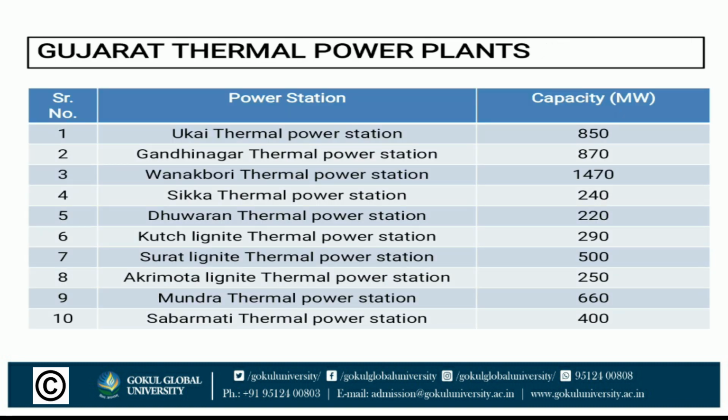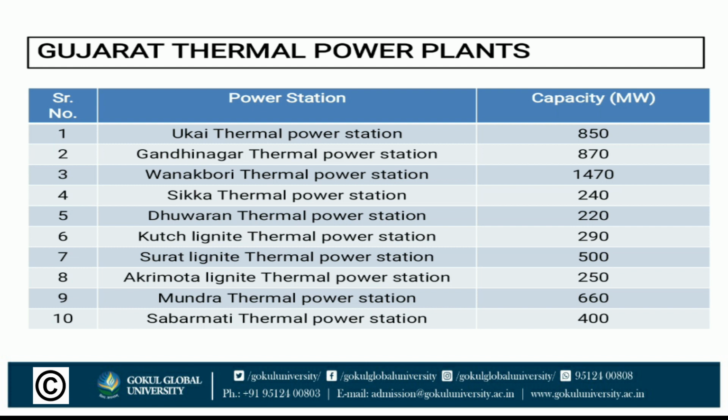In the below table, we can show the Gujarat thermal power stations with capacity in megawatt. Gujarat thermal power plants. First one, Ukai thermal power station, 850 megawatt. Gandhinagar thermal power station, 870 megawatt. Wanakbori thermal power station, 1470 megawatt. Sikka thermal power station, 240 megawatt. Dwarka thermal power station, 220 megawatt. Kutch lignite thermal power station, 290 megawatt.